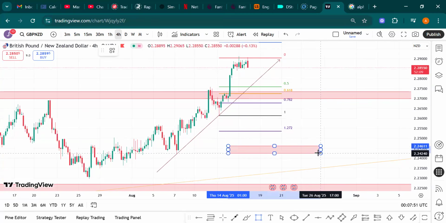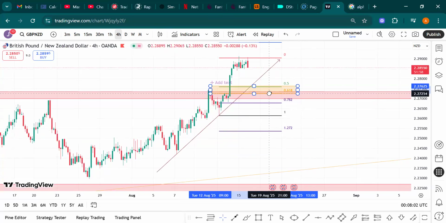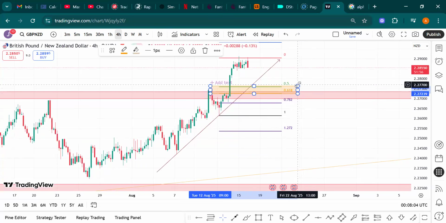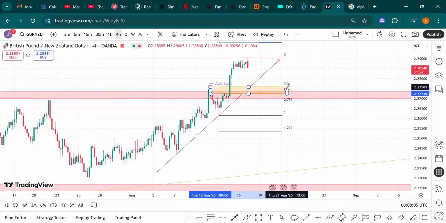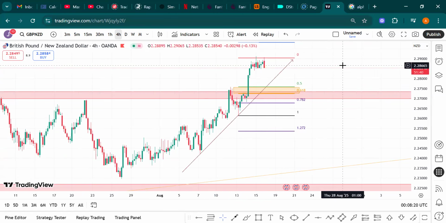For those that do not know that zone, I call it the golden zone, which is the zone between the 50% and 61.8% mark. I call it the golden zone because very often, anytime price gets into the zone, price is either supported from going downwards or resisted from going upwards, as the case may be. So now this would be my setup as I wait this week for GBPNZD.